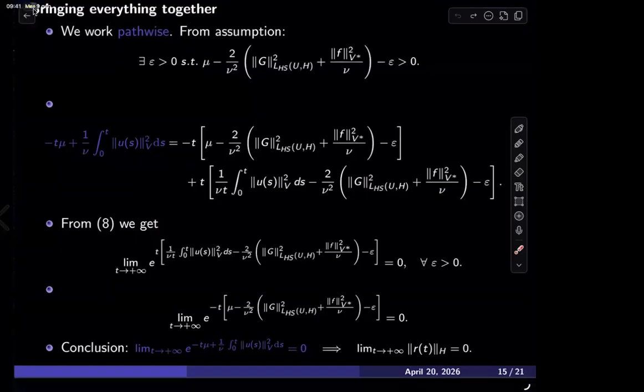And for the second term, we just use the assumption, so this term here is greater than 0, and so again the limit of the exponential is equal to 0. So basically, putting everything together, we just proved that the exponential of this quantity here goes to 0, and since this was the term that bounded the difference, we proved that the difference goes to zero.